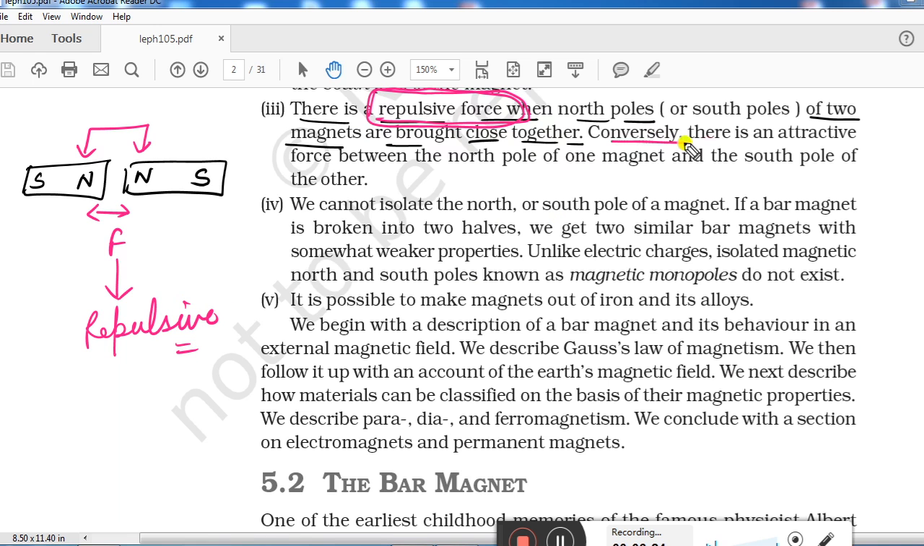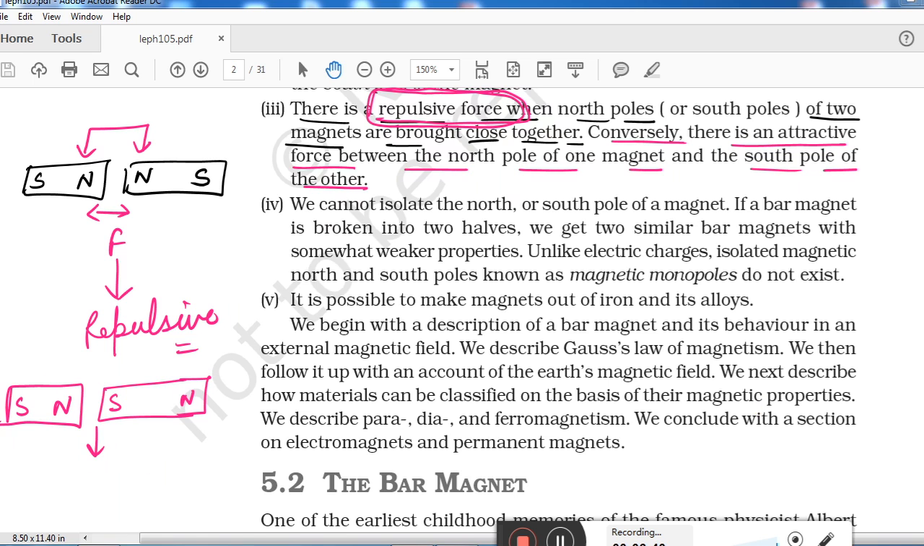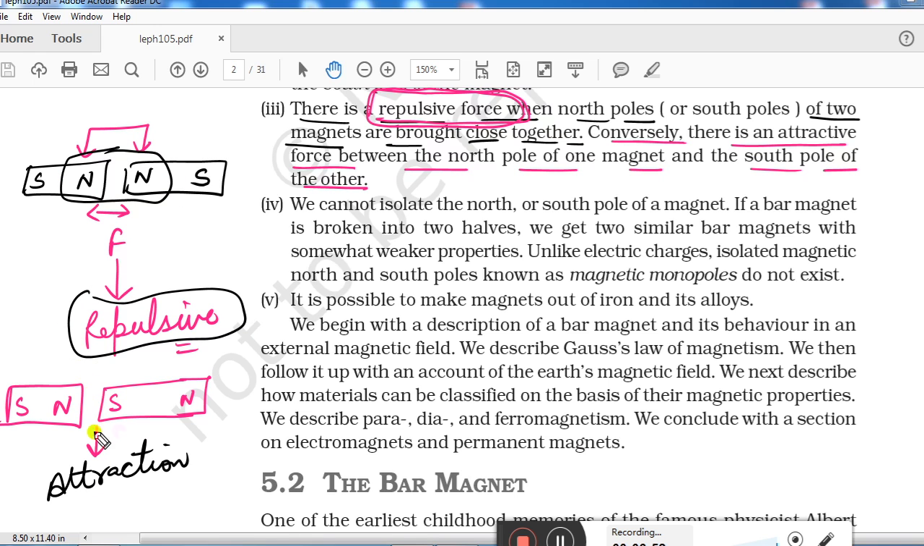Conversely, there is an attractive force between the north pole of one magnet and the south pole of the other magnet. It is nothing but the information that opposite poles attract each other. Here you will see attraction, and in the first case you found repulsion. The reason is that there you have the same poles placed in front of each other, and here you have different poles. So opposite poles mean attraction, same poles mean repulsion.